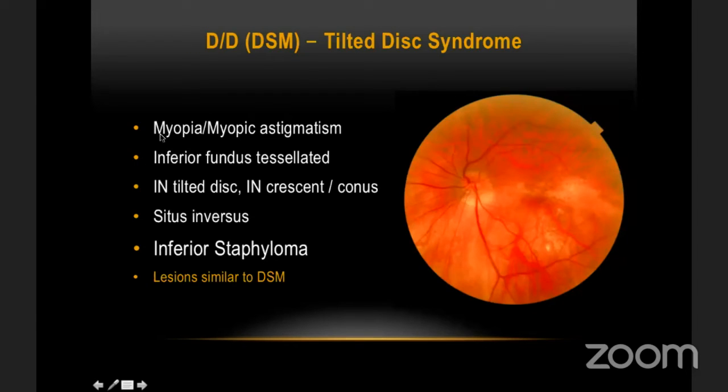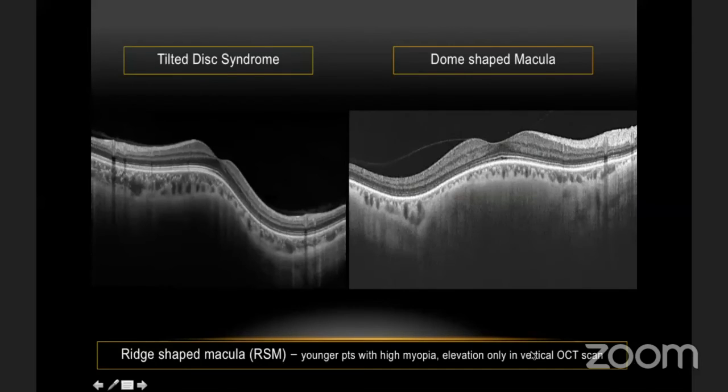Now, unlike DSM, it is associated with moderate or low myopia, myopic astigmatism. The inferior fundus is tessellated as opposed to the posterior. There you'll find the inferonasal tilted disc, inferonasal crescent or conus, and situs inversus of the retinal vessels. Since it's an inferior staphyloma, you'll only see that eccentric dome on a vertical scan. So here you'll understand if you see both of them. Here it's only on the vertical scan and the shape is different from a DSM.